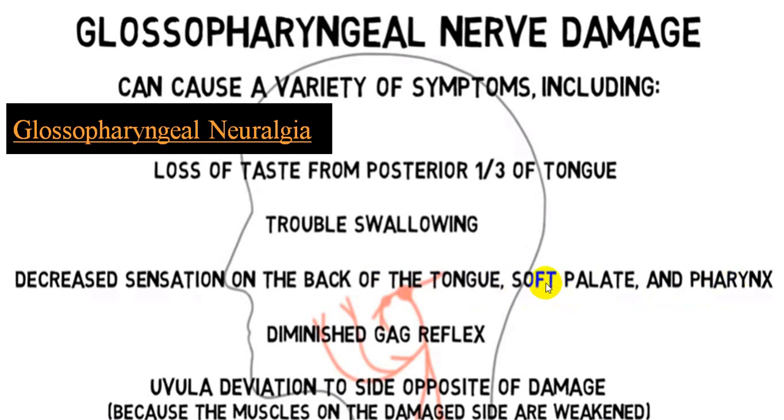And because there is an effect on the soft palate, when you elicit the palatal reflex, the gag reflex may be diminished or may be absent because the sensory pathway is damaged. And when you look at the uvula, it will be deviated to the opposite side because of unopposed action of the undamaged muscle. Because if the right side is damaged, the unopposed action of the left side muscle will pull the uvula to that side. That will be the peculiar action of the glossopharyngeal.